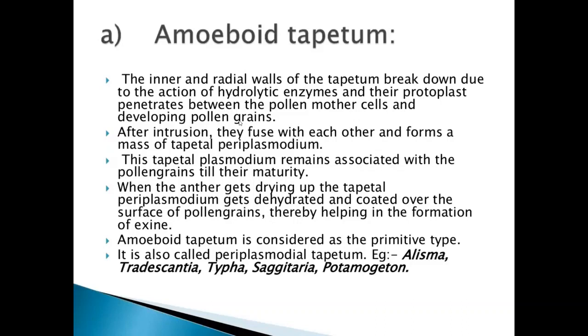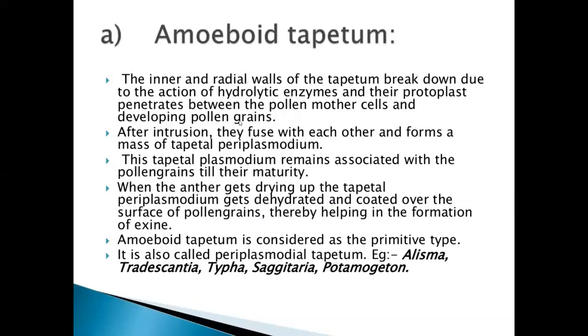But what is the development of the amoeboid tapetum? The inner and radial walls of the tapetum break down due to the action of the hydrolytic enzymes, and their protoplast penetrates between the pollen mother cells and developing pollen grains. After intrusion, they fuse with each other and form a mass of tapetal periplasmodium. This periplasmodium, or tapetal plasmodium, remains associated with the pollen grains till their maturity.